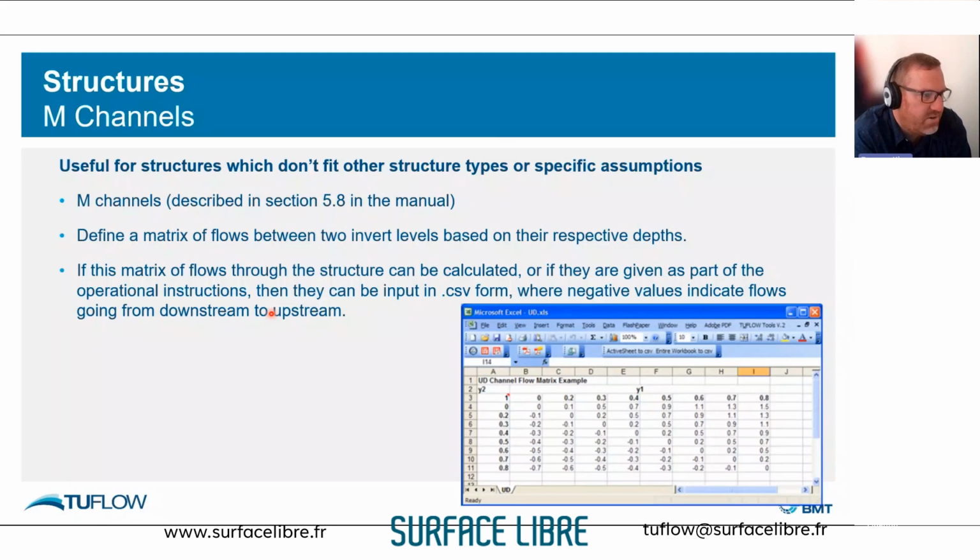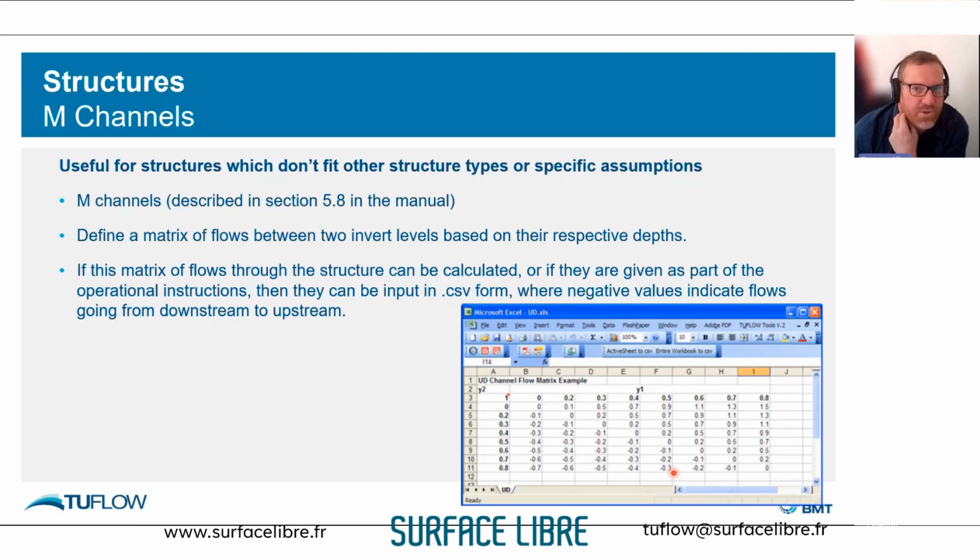We also have M channels. So again, this is useful for structures which don't fit other structure types or specific assumptions. And this time, rather than just having an upstream depth versus discharge relationship, we've actually got a matrix of flows between the upstream and the downstream depths. So we define a matrix, and then basically that will give us the amount of flow going from upstream to downstream. And we can also specify negative values for flow going from downstream to upstream.